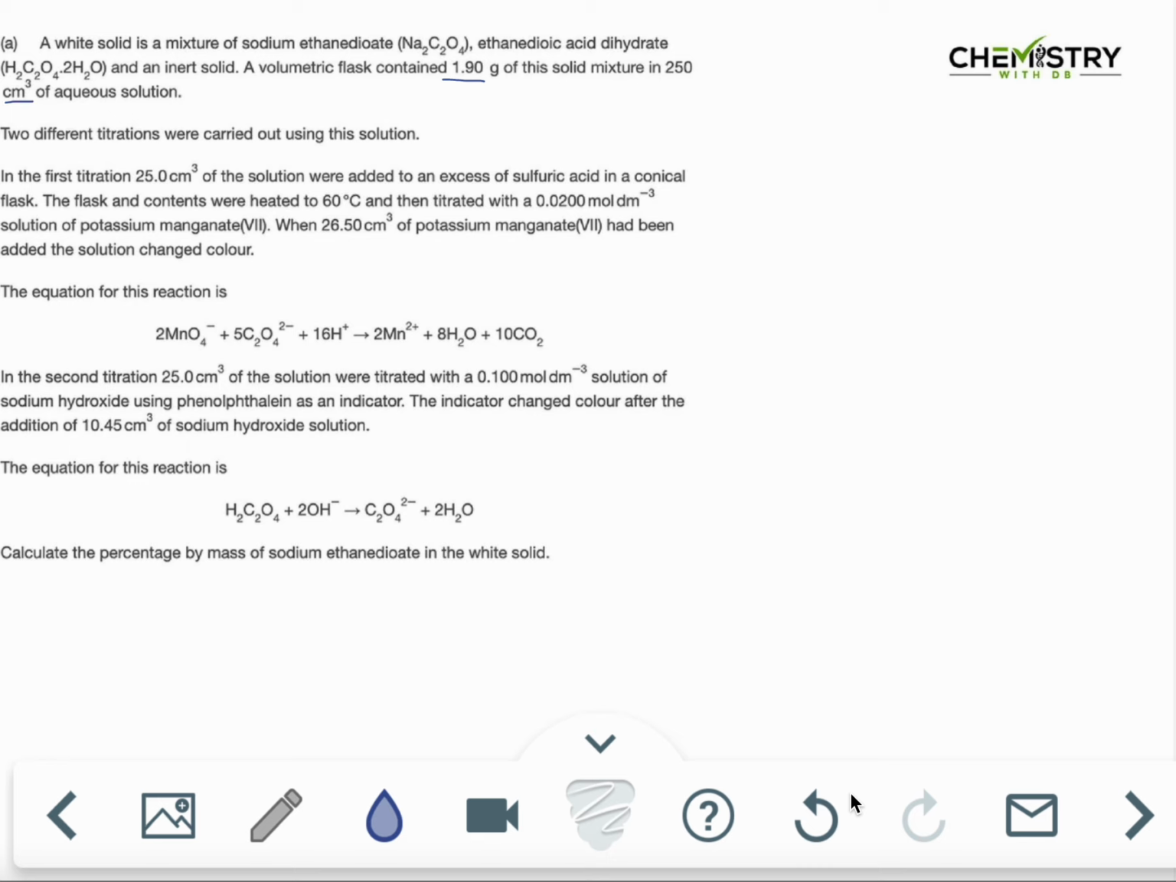Now we are carrying out two titrations here. The first titration is for the sodium ethanedioate, basically for the C2O4 2- ions. When I am titrating these with manganate ions, the manganate ions are going to oxidize the C2O4 2- to carbon dioxide. The ratio in which these two are reacting is 2 to 5. So first of all, let's find out the amount of C2O4 2- ion.